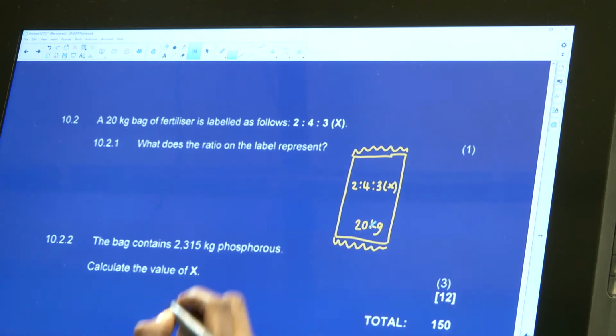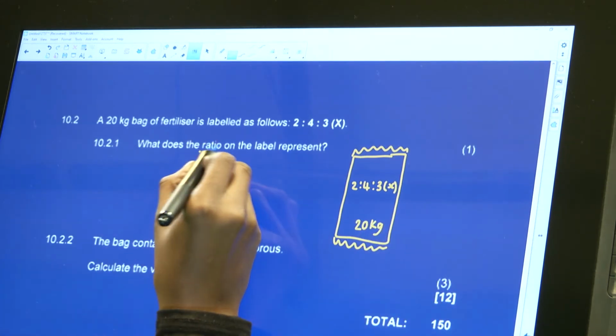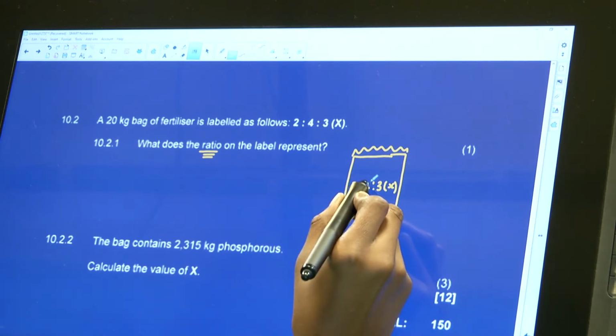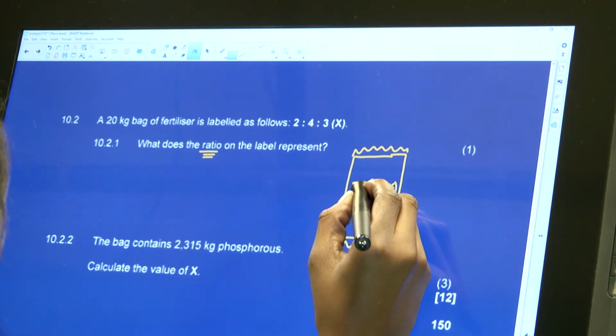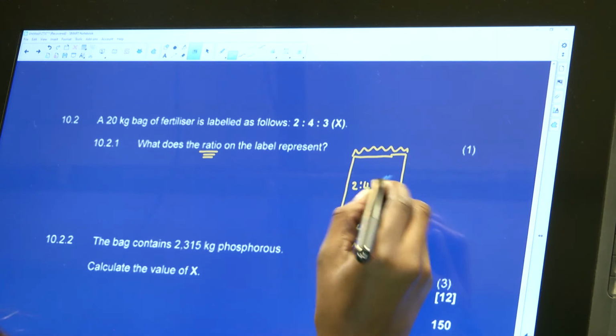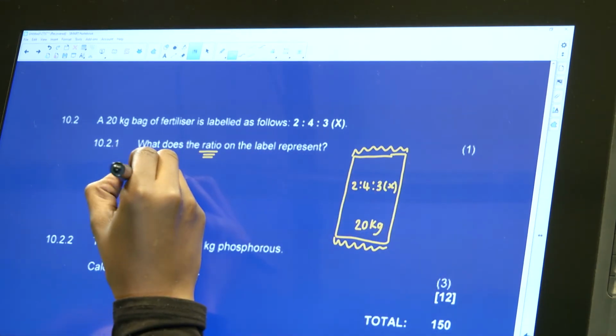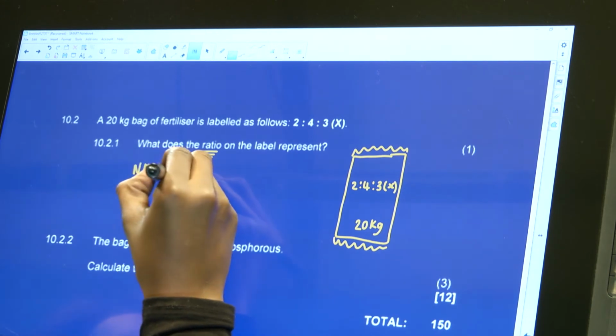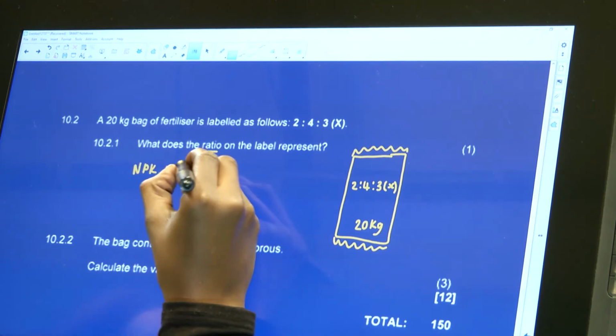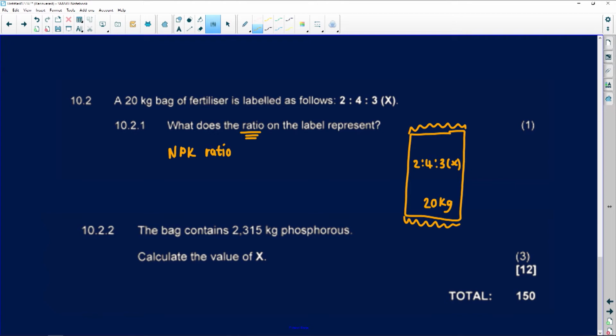So this is my fertilizer bag, and the question is asking me, what does the ratio represent? Remember, we've got 2 to 4 to 3, which represents my NPK ratio, right? So that ratio is my NPK ratio, my nitrogen, phosphorus, and potassium. Or you could have also said that it is your ratio of primary nutrients.